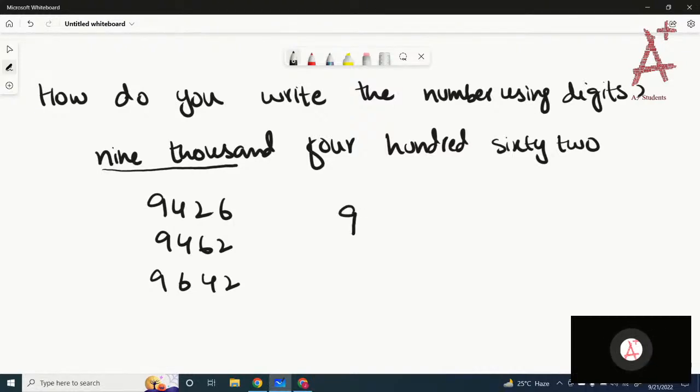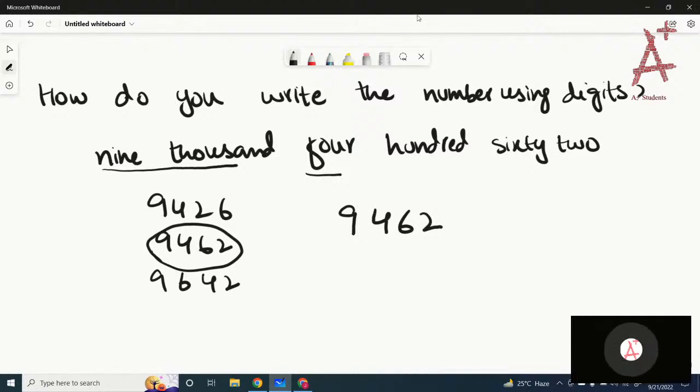Yes, it is 9. Then 4 is at the hundred place. Then you have 62. That means 6 is at the tens place and 2 is at the ones. So out of the 3 options, which one is the correct one? The second one, 9462. So correct. Select the correct option and then click on the OK button.